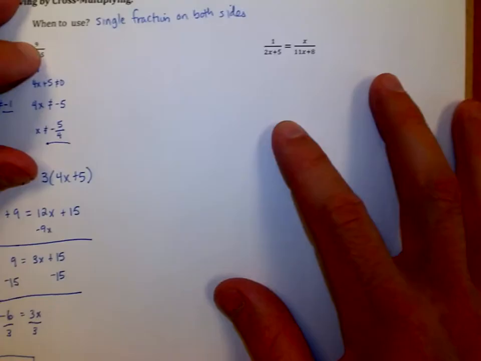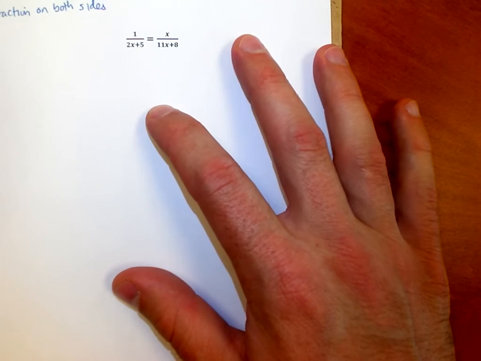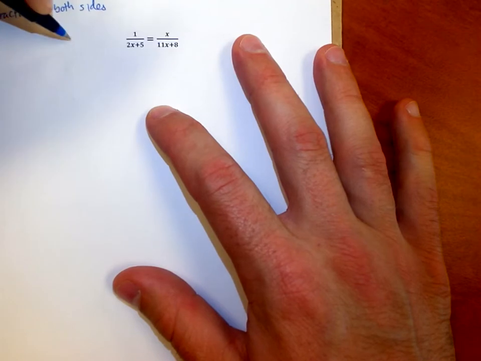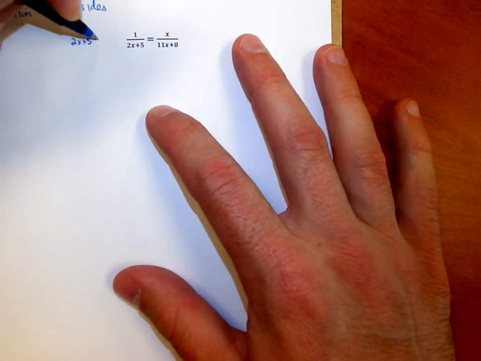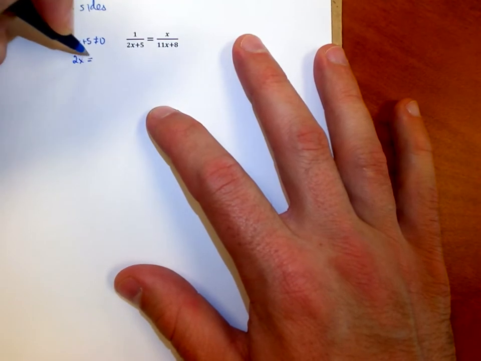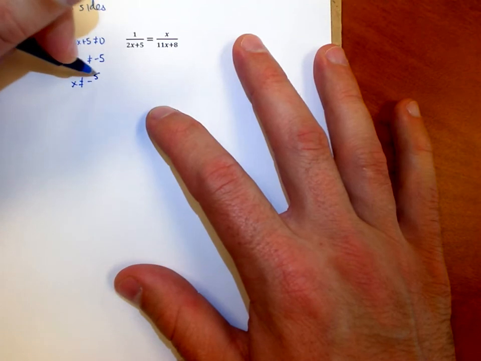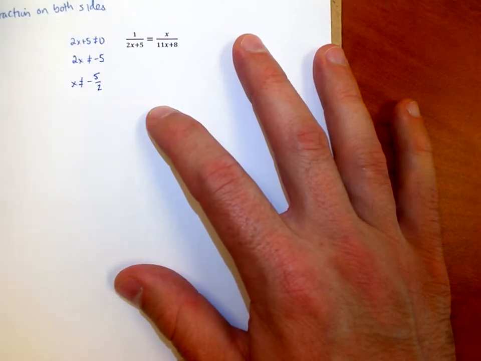Okay, let's work one more problem. This one's going to be a little bit more complicated. Before we start, the first step is to figure out what problems we're going to have, what do we have to avoid for x. So on this left side, I have a 2x plus 5, and I can't have that equal to 0. So that means that the 2x can't be equal to negative 5. So x can't be negative 5 halves, which is negative 2.5.